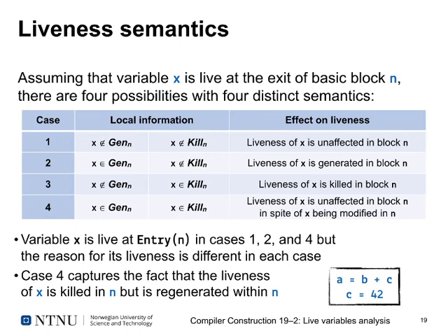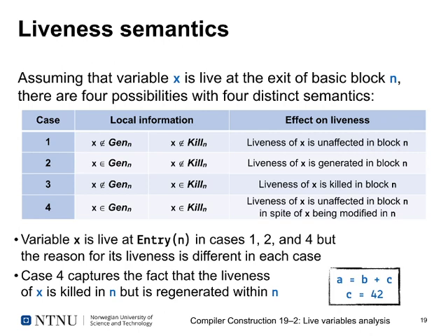So if we assume that a variable x is live at the basic block exit of basic block n, then we have 4 possibilities with 4 distinct semantics here. So we have 4 cases, and these cases just give our combination with the information of a variable x being part of the gen set and part of the kill set. So of course we have 4 options here. The first one, x is neither part of the gen nor part of the kill set. So we know liveness of x is actually unaffected in this block n because it just doesn't occur.